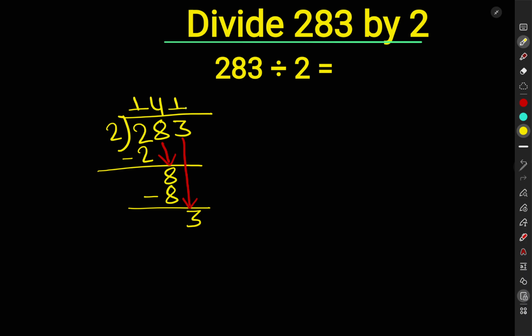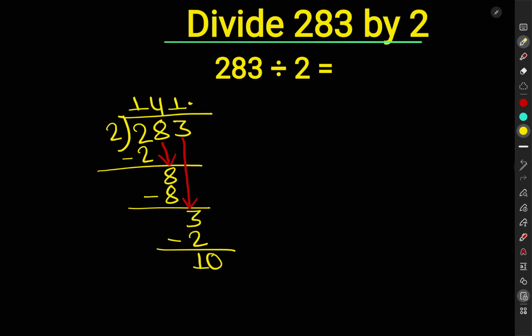So 2 times 1 means 2. On subtracting we get 1. So now this 1 is less than 2 and there is no other number beside. So we put a decimal here so that we take 0.